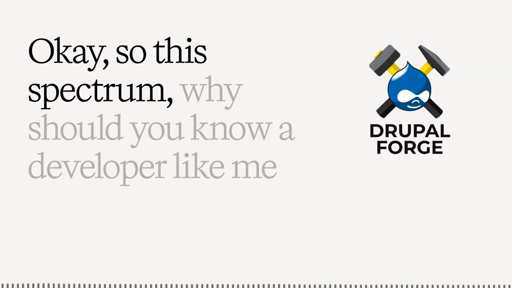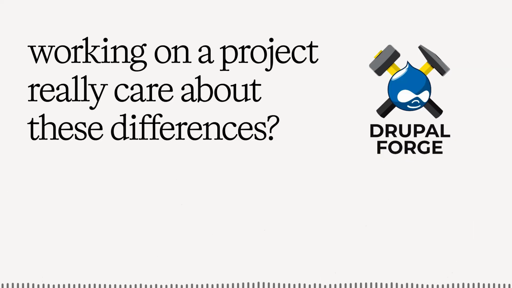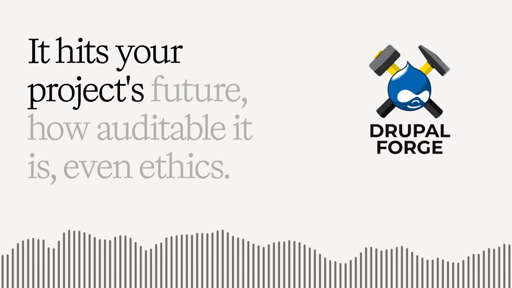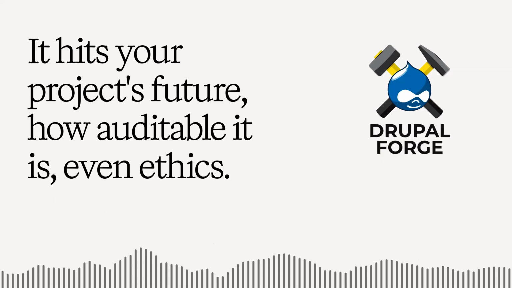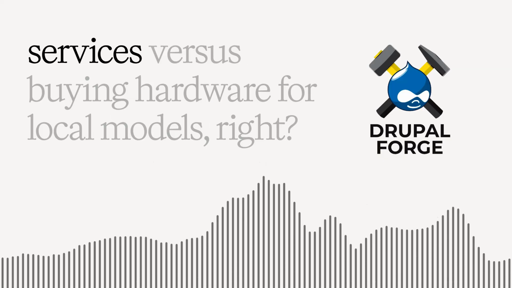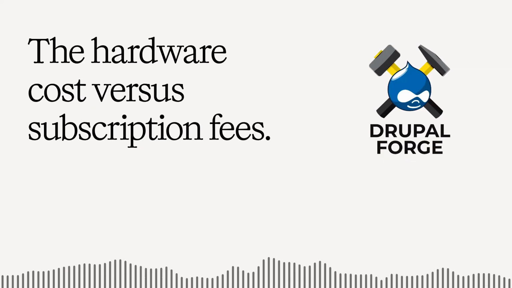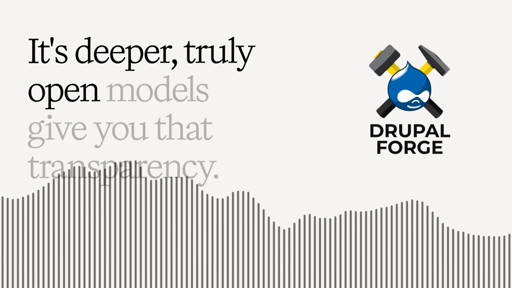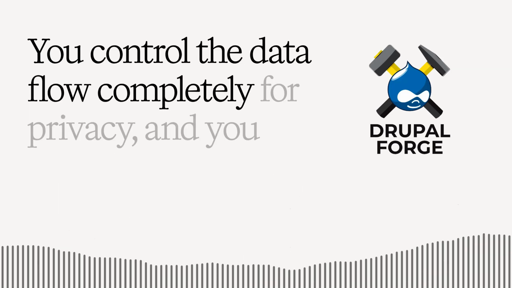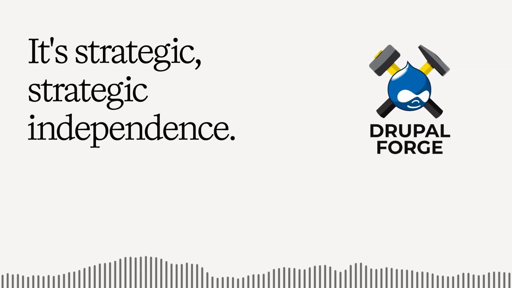Okay, so this spectrum. Why should a developer like me working on a project really care about these differences? Seems a bit academic, maybe. But it's not just academic at all. It hits your project's future, how auditable it is, even ethics. Sure, there's the cost angle: saving on per-token fees from proprietary services versus buying hardware for local models. Right, the hardware cost versus subscription fees. But it's deeper. Truly open models give you that transparency. You can understand potential biases better, you control the data flow completely for privacy, and you truly own that part of your tech stack. It's strategic. Strategic independence. I like that.